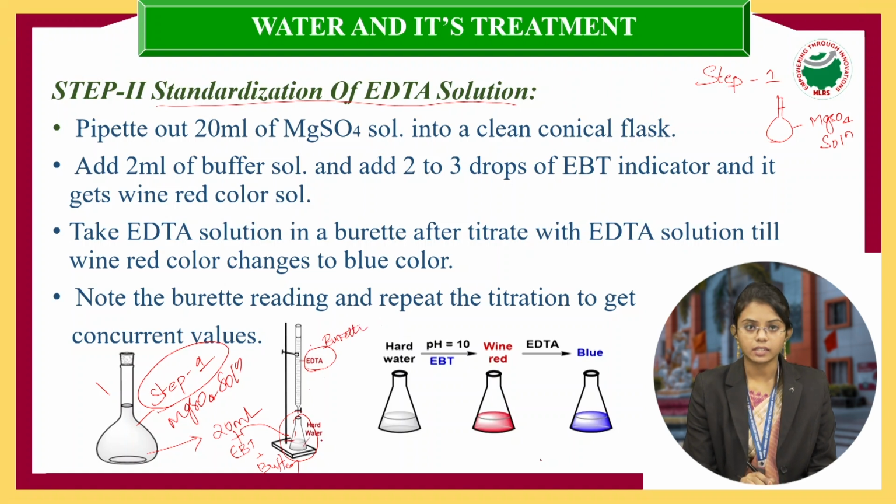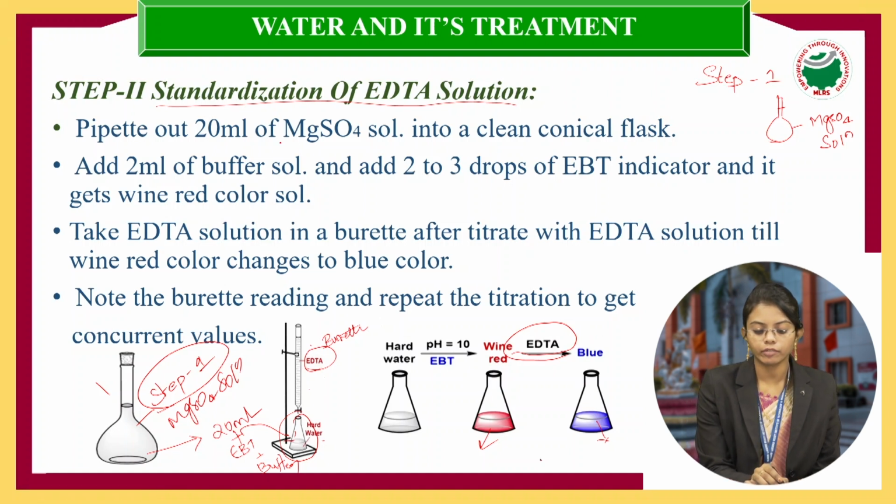Now when you are doing titration, you can see slowly the formation of blue color. First it forms a wine red color before titration. So before titration you can see wine red color. When you are doing titration with the EDTA solution, you can see formation of blue color. That means that is your end point.